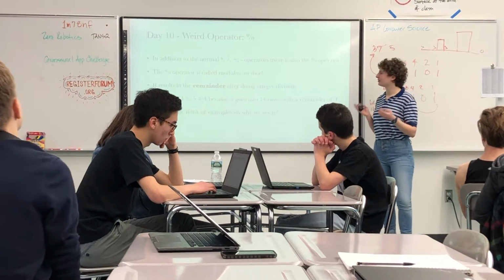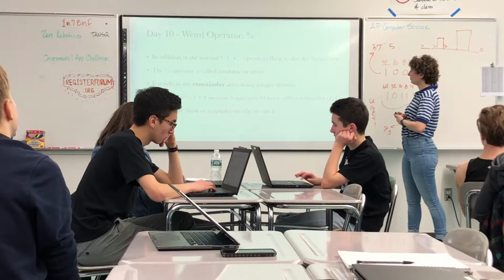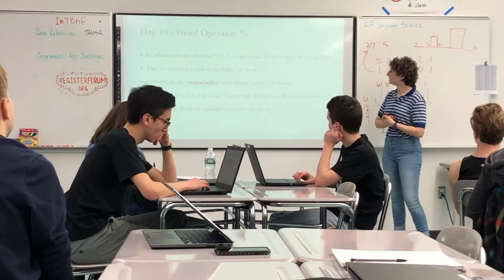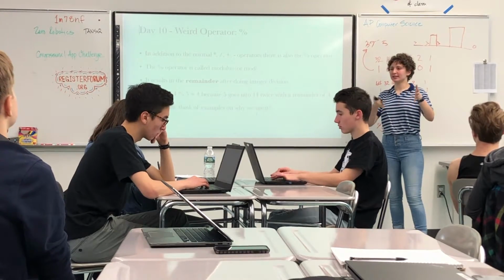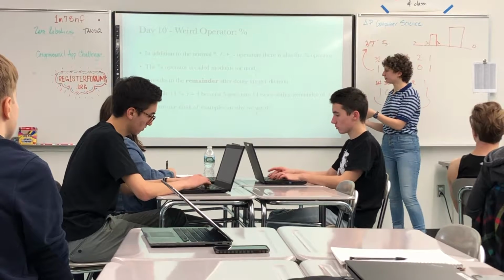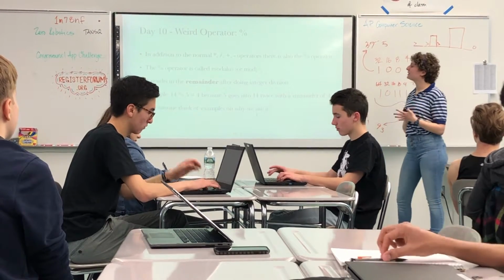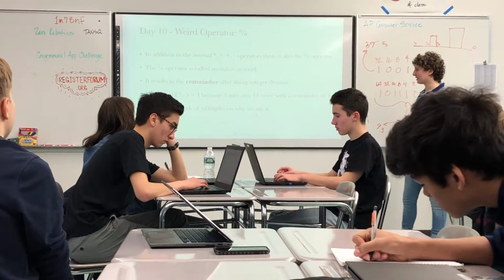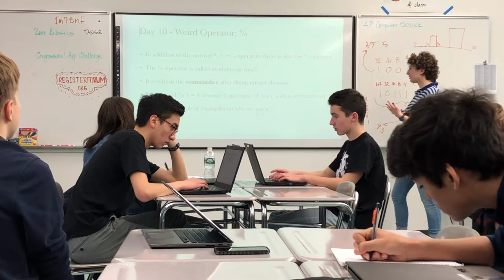And then we have what Mr. McGlattery calls the weird operator. It's not the percent, it is called mod. It basically is the opposite of integer division, so it just takes the remainder. For example, 14 mod 5, that's how you say it, would be 4.